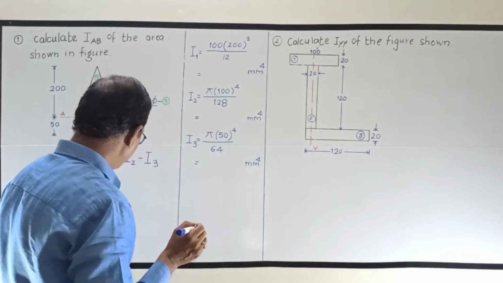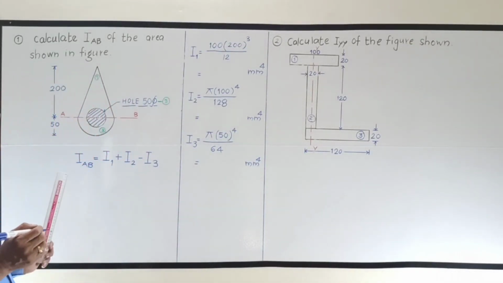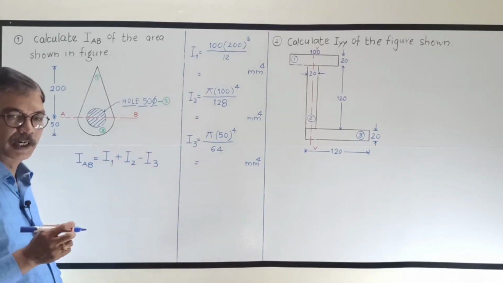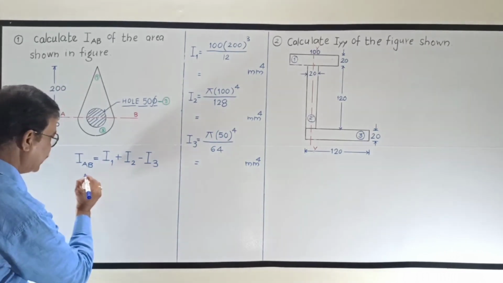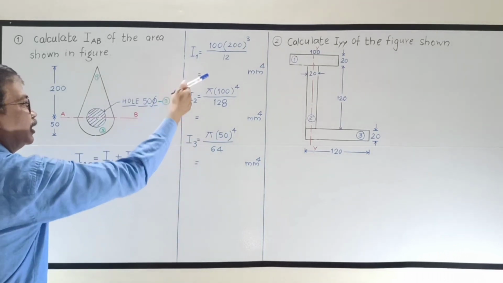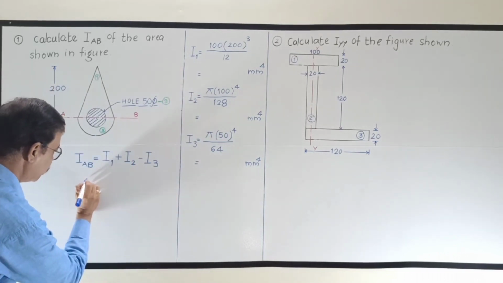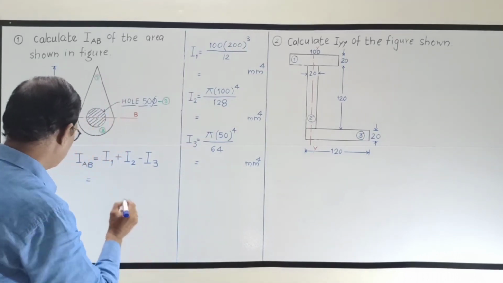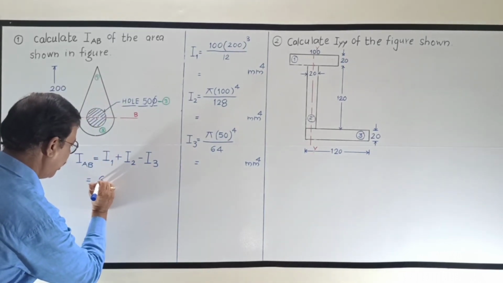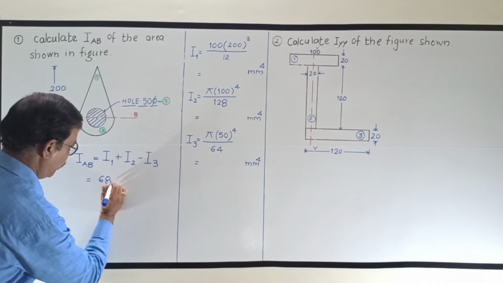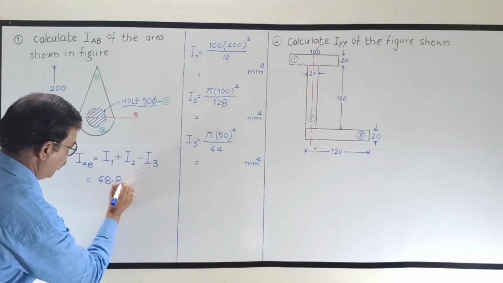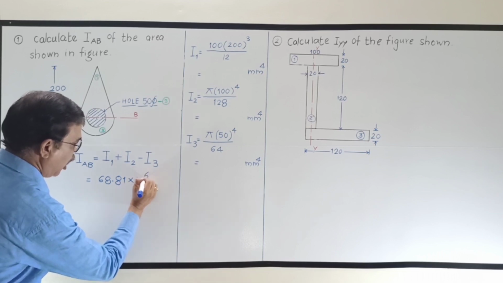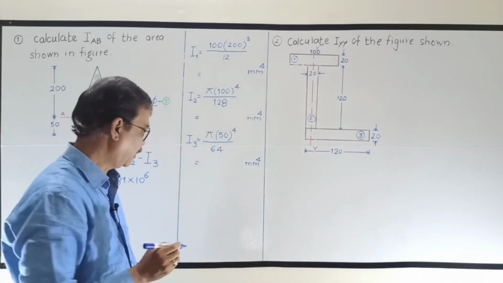Substitute this I1, I2 and I3 in this, calculate this and substitute this value, you will get the value of IAB as 68.81 into 10 raised to 6 mm raised to 4.